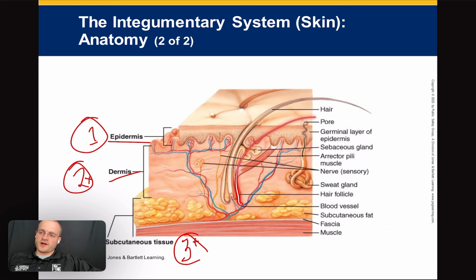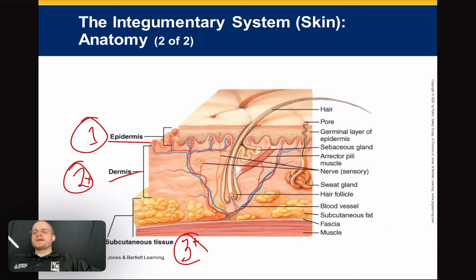This is a hair follicle. We'll just talk about this real quick. Attached to a hair follicle is something called a sebaceous gland. Sebaceous glands secrete oil. Okay, and this helps with hair follicle maintenance. Keeps the hair kind of moistened.